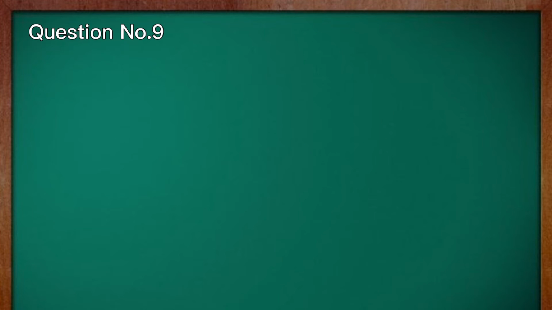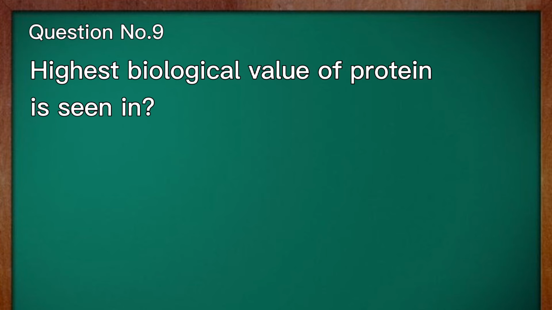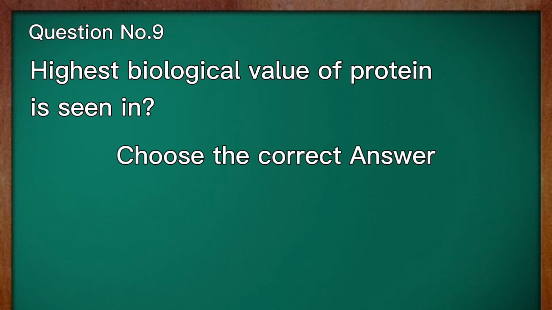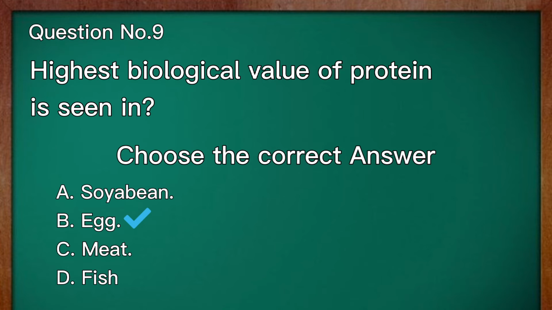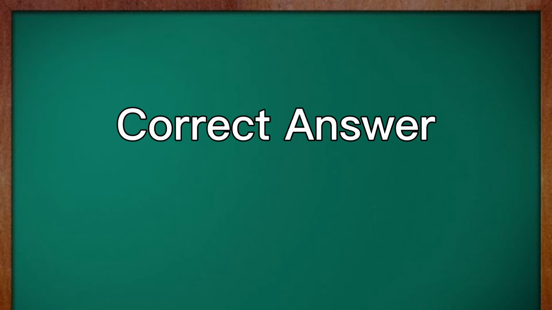Question number 9. Highest biological value of protein is seen in. Choose the correct answer. A. Soybean. B. Egg. C. Meat. D. Fish. Correct answer: B. Egg.